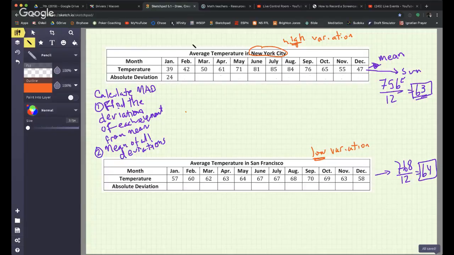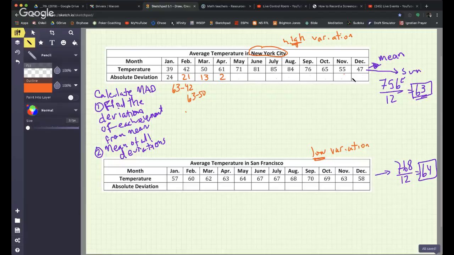So what we do is we first, remember, find the mean, which was 63 for New York City, and we're going to figure out how far each of these numbers is from 63. So how do you find how far 42 is from 63? You say, well, 63 minus 42, that's 21. We say 63 minus 50, well, that's 13. 63 minus 61 is 2.